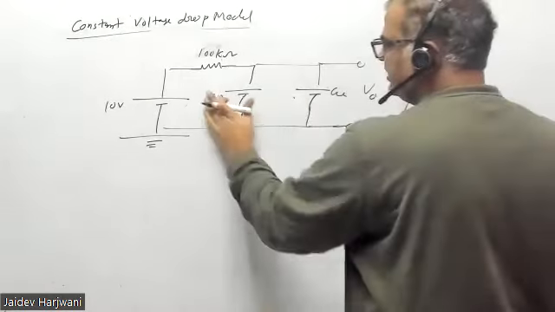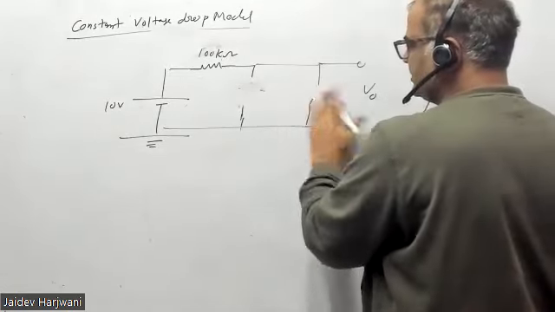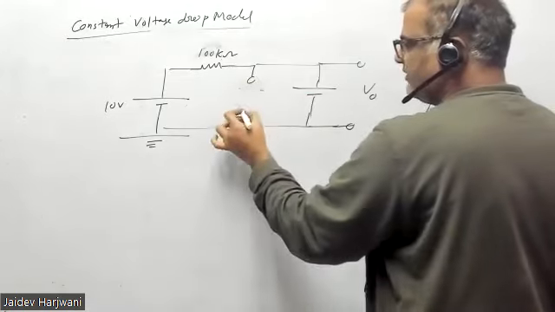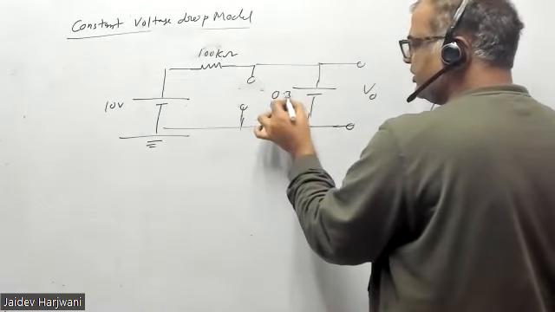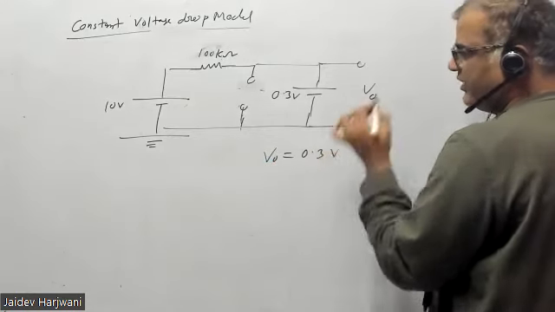Okay, always remember, whenever they are a parallel combination, the diode which requires less voltage will get turned on, and the other will remain open. This will come 0.3 volt here. So your V0 will become 0.3 volt here.